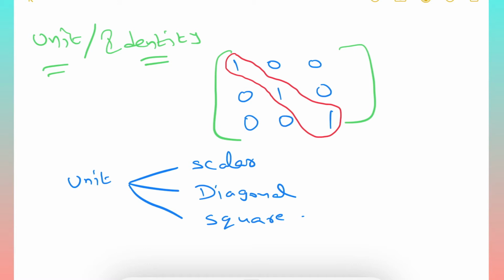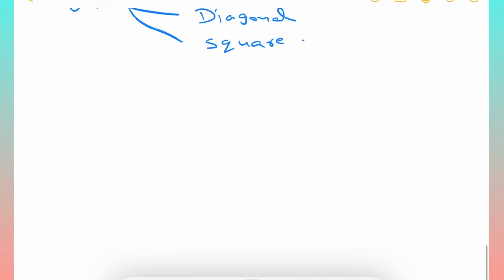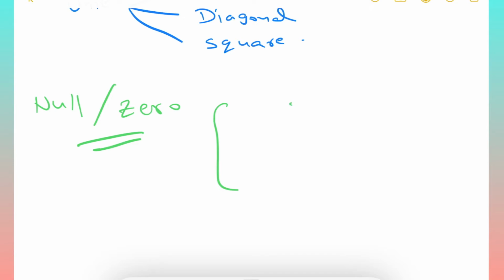Next type of matrix is null matrix or zero matrix. The name itself indicates clearly. Null matrix or zero matrix is nothing but if each and every element of a matrix is 0. If I have a matrix 0 0 0 0 0 0, whatever it may be, we need not worry about the order of the matrix. Just if every element of that matrix is a 0, then we can call that matrix a null matrix or zero matrix.